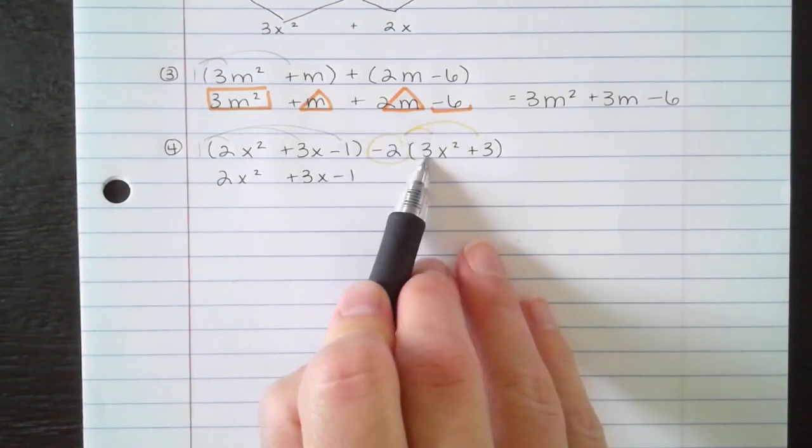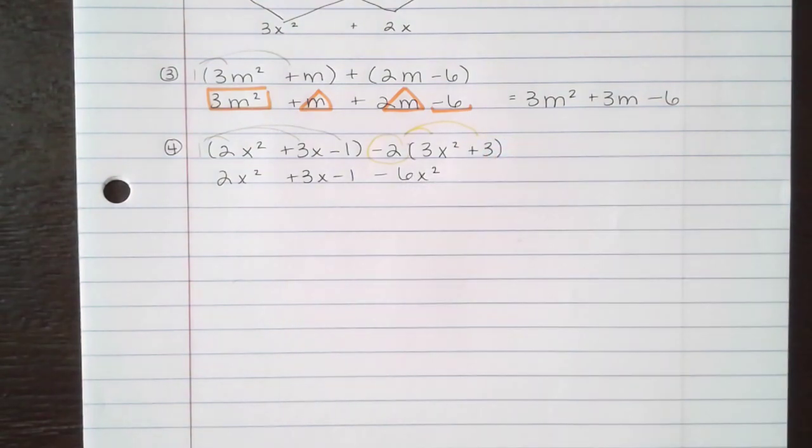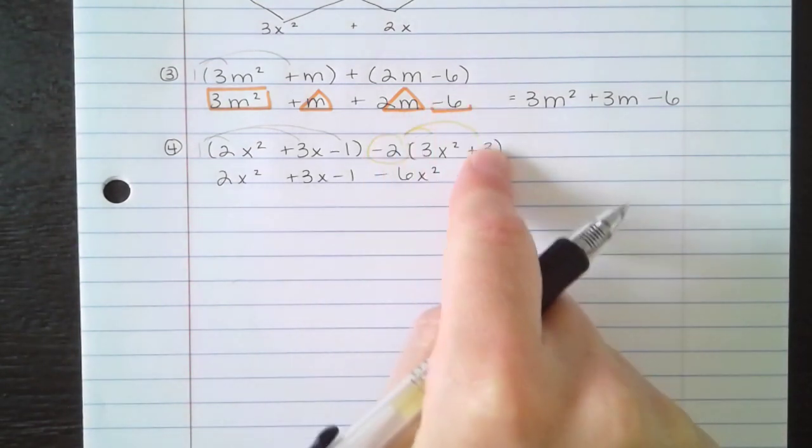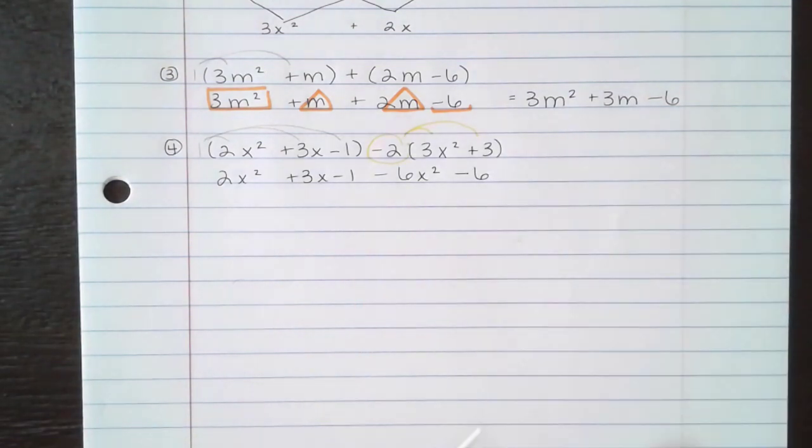So -2 times 3x squared is -6x squared. -2 times a 3 is a -6. And you can write it like that, or you can write plus a negative. Both of those are fine. And then, hey, we're going to combine like terms. I think I'm going to use colors this time.